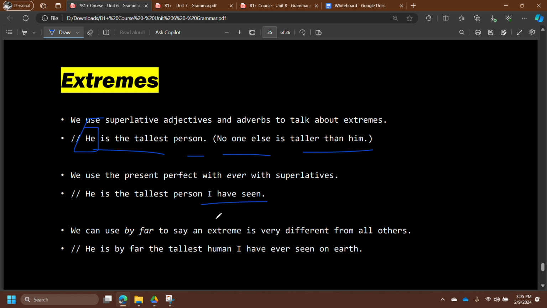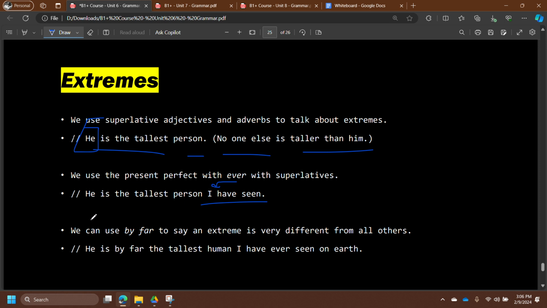If you use your present perfect clause with the word "ever", it's just going to be much more emphatic. It just modifies the range. If I say he's the tallest person, I mean maybe in history, maybe among everybody. But if I say he's the tallest person I have ever seen, I'm not saying that he is the tallest person that anyone has ever seen. I'm just saying that from my perspective, from my experience, he is the tallest.